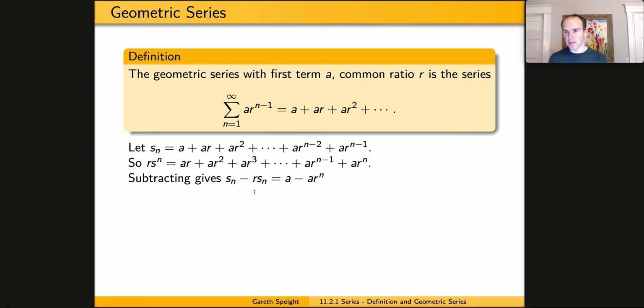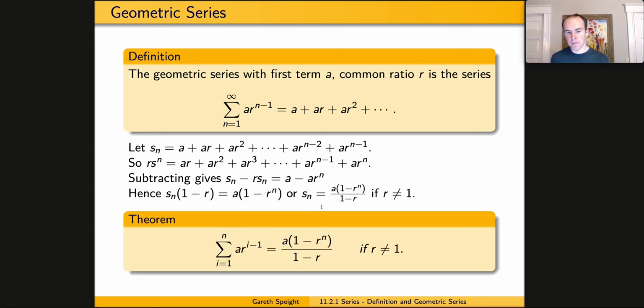We can try to factorize and solve for Sn. If we factor things, we get Sn times 1 minus r, pulling out the common factor Sn. And on the right side, we pull out the common factor a, and we get a times 1 minus r to the n. And we divide both sides by 1 minus r, as long as that's not 0, as long as r is not 1. We get that Sn is a times 1 minus r to the n over 1 minus r. So here is the sum of the first n terms of a geometric series: a times 1 minus r to the n over 1 minus r.